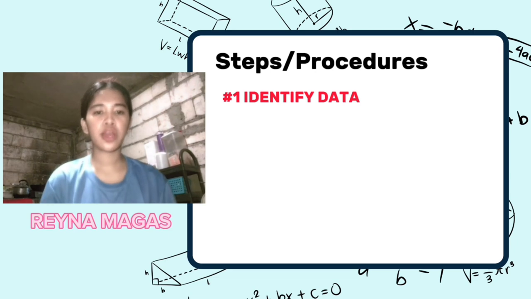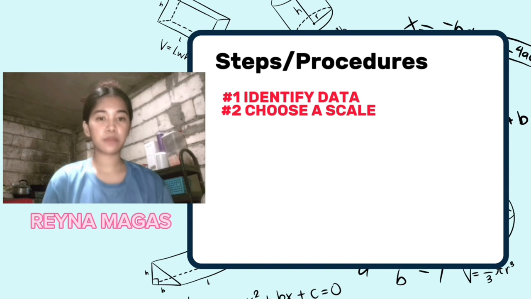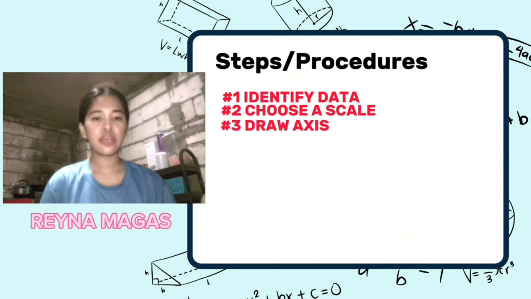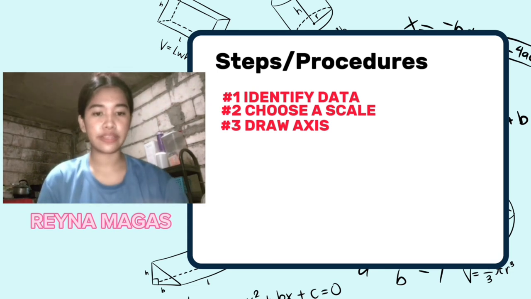Step 2. Choose a scale, determine the range and intervals for your axis, and ensure that your scale is suitable for all your data points. Step 3. Draw the axis, draw a horizontal line for the x-axis and a vertical line for the y-axis. Label each axis appropriately.